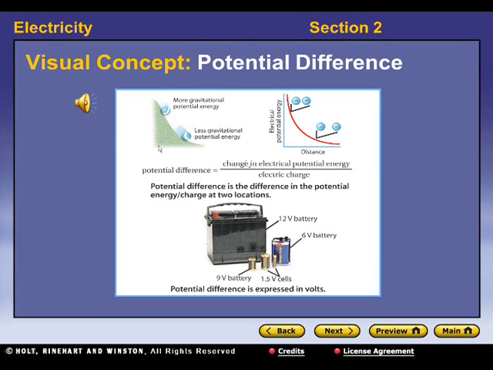Alright, let's continue on here. So a little more about potential difference. The potential difference between any 2 points is the work that must be done against electric forces to move a unit charge from one point to another. Potential difference is expressed in volts.